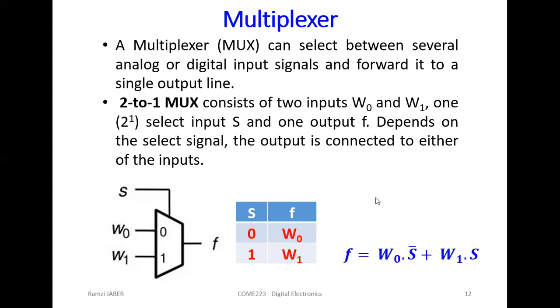So the Boolean algebra equation will be F equals W0 times S bar, because S is 0, plus, it's OR, times, here it's AND. We have an AND gate, an OR gate, and another AND gate. So we have 2 ANDs and 1 OR. So W0 times S bar plus W1 times S, because S is 1. Okay, now I will stop here.